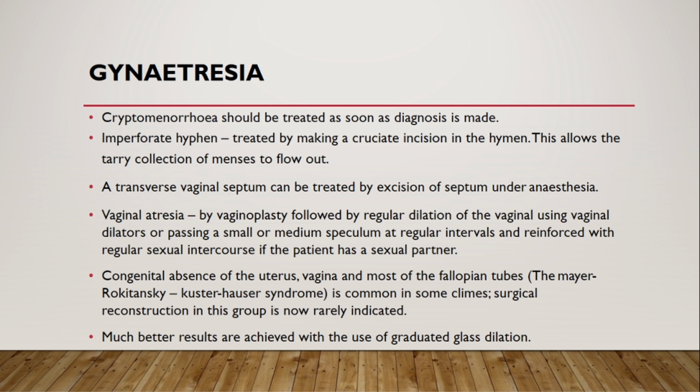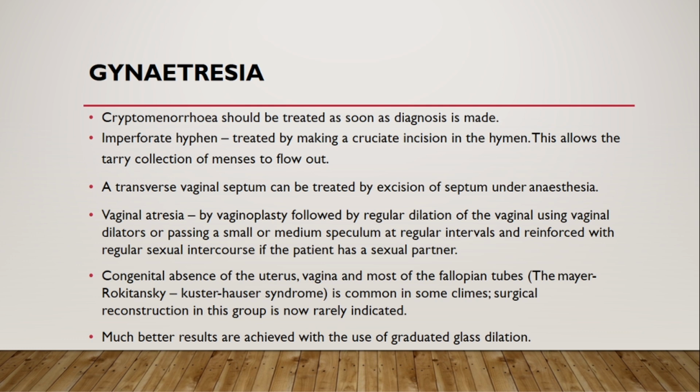And this can be followed by regular dilation of the vagina using vaginal dilators or passing a small or medium speculum at regular intervals to ensure that there is no further contraction of the vagina, and which can eventually allow for regular sexual intercourse. If the patient does not have a partner, she can use graduated dilators. Or if there is a regular sexual partner, the patient can do this to assist her to ensure that the vagina does not close back again.